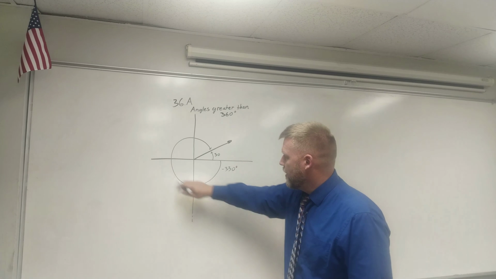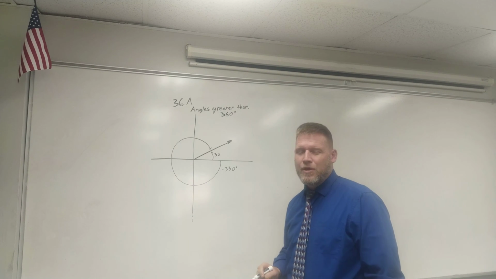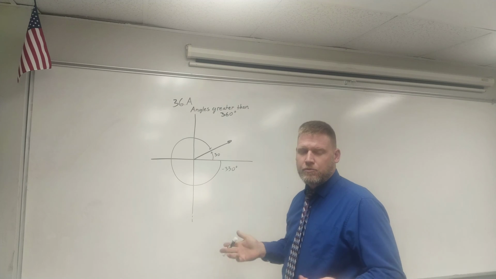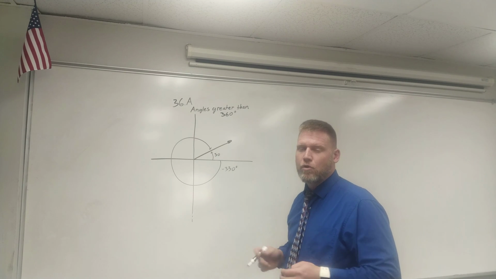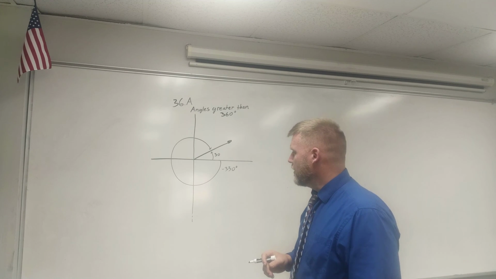This direction around and this direction around have the same terminal side. When they have the same terminal side, we label them as coterminal angles. They share a termination point. Now that leads us to another question.